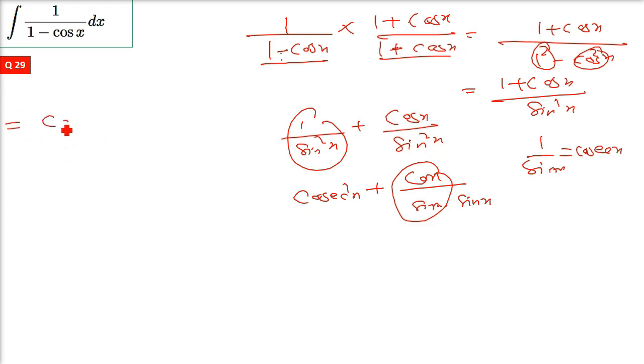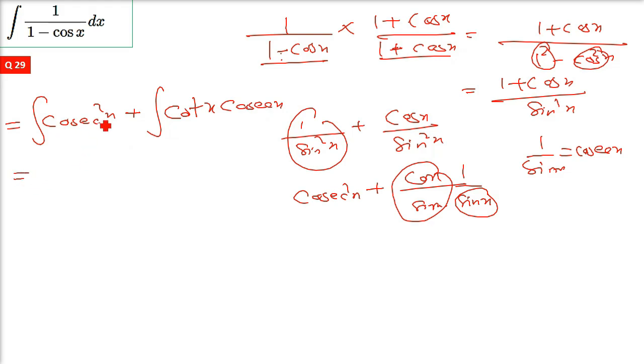So the first thing we are going to get is cosec square x, the integration of cosec square x. The second term, integration of cos x by sin x, is cot x. 1 by sin x is going to be cosec x. So let me write cosec x here.